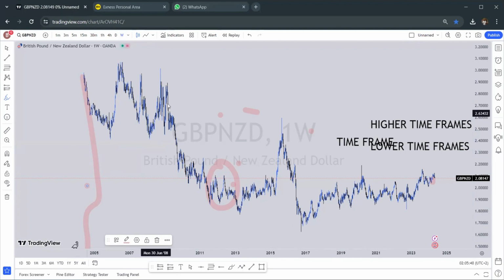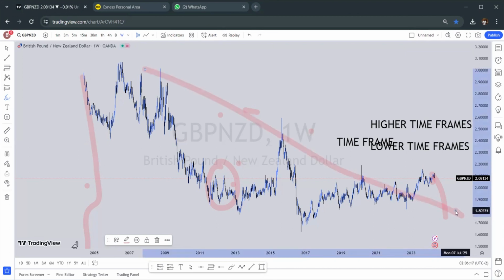Do you understand? So with the help of a weekly time frame, we're able to look at the full clear picture of GBP NZD since 2005, till date. This is 2024. So we're able to spot a clear picture, telling us that since 2005, GBP NZD has been an on-trend market.